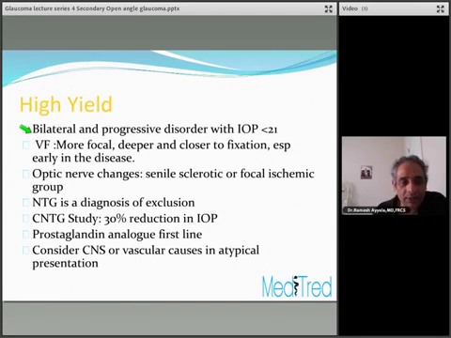See, the Collaborative Normal Tension Glaucoma Study suggests that 30% reduction in intraocular pressure stabilizes the visual field in the majority of the patients. Prostaglandin analogs are the first line of treatment in the majority of these patients. Consider CNS vascular causes in atypical presentation. There you go.